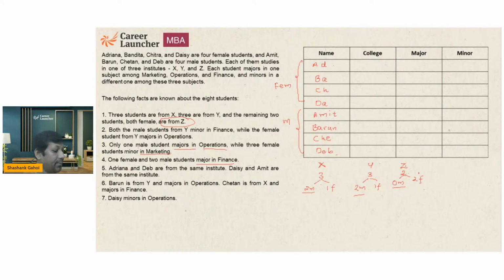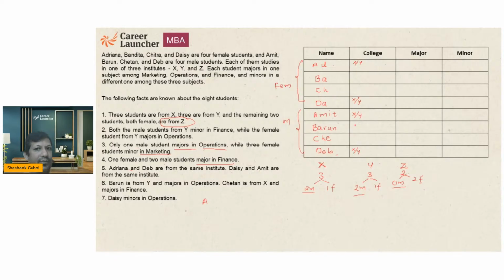It means both of them cannot belong to college Z, because in Z there are no males. So it is going to be either X or Y. Okay. And Daisy and Amit belong to the same college. It means Daisy and Amit are going to be either X or Y. They are definitely not from Z. Okay. So basically, from here I can conclude that Adriana belongs to either X or Y. Deb also belongs to X or Y. Now I am talking about Daisy and Amit. Daisy belongs to either X or Y. Amit also belongs to X or Y.